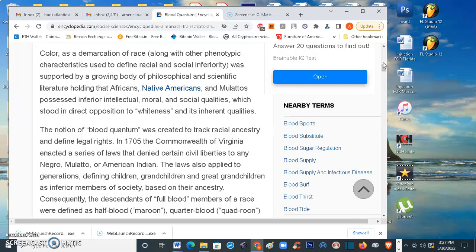The notion of blood quantum was created to track racial ancestry and define legal rights. In 1705, the Commonwealth of Virginia enacted a series of laws that denied certain civil liberties to any Negro, mulatto, or American Indian. Remember, Negro, mulatto, or, pay attention, American Indian. So it's the same thing, but they cut it up in various caste systems over time to confuse you, so you don't know who you are based on your skin tone. This is how they used to separate the people. And we have various skin tones. It's a caste system, people.